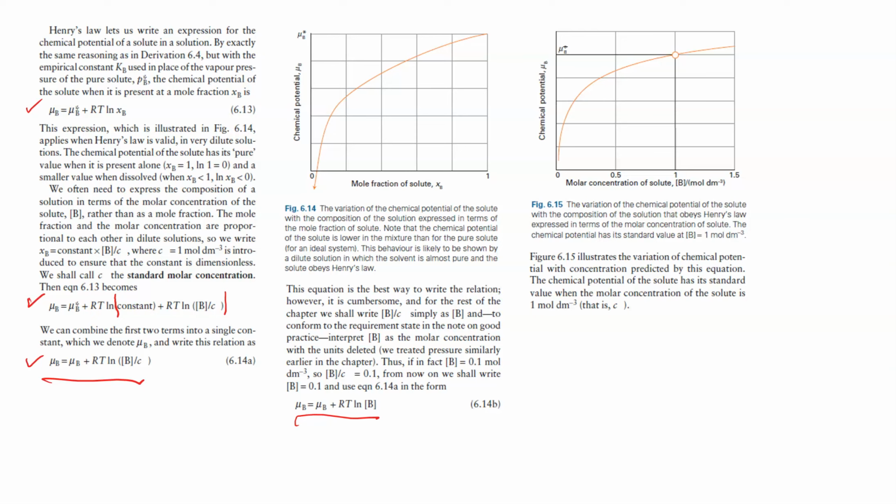Now, figure 6.15 illustrates the variation of chemical potential with concentration predicted by this equation. The chemical potential of the solute has its standard value when the molar concentration of the solute is 1 mole per decimeter cubed, which is C, right here. And on that note, we're going to wrap this component of the lecture, and we're going to pick up the second half of the chapter in lecture 2. So I'll be speaking to you shortly about that.